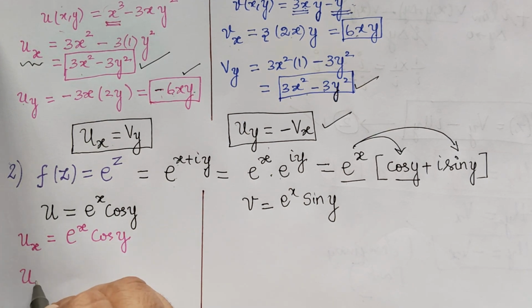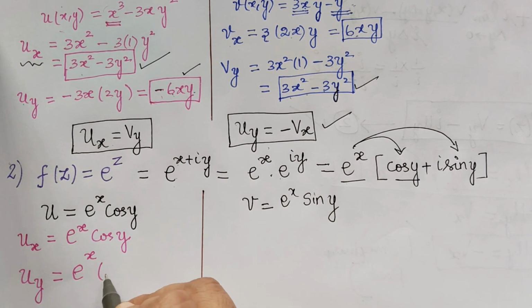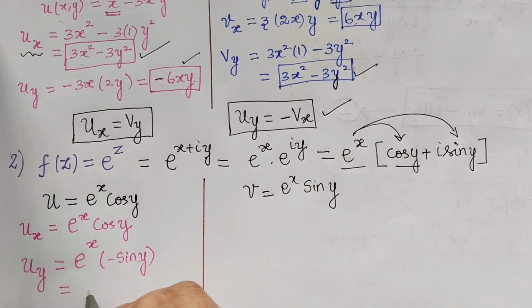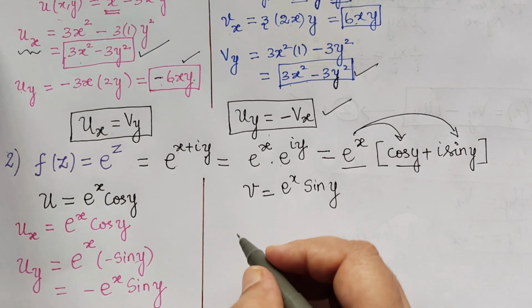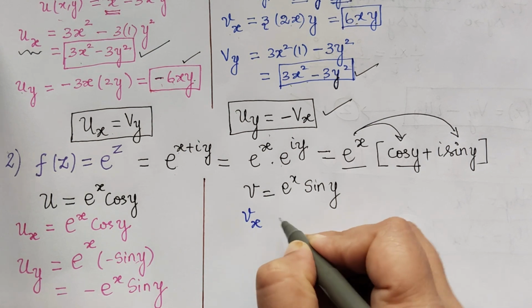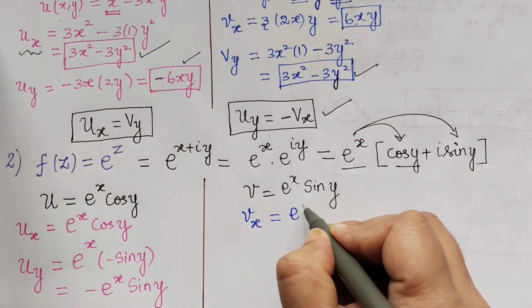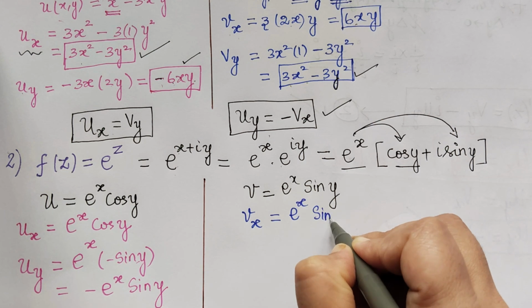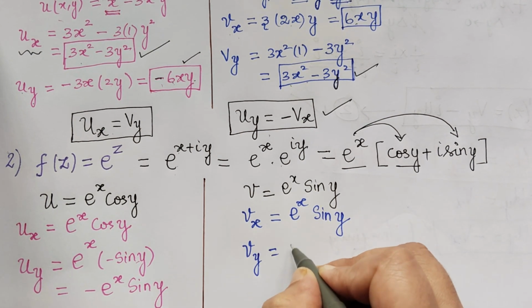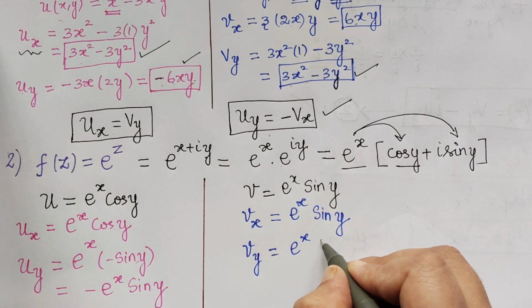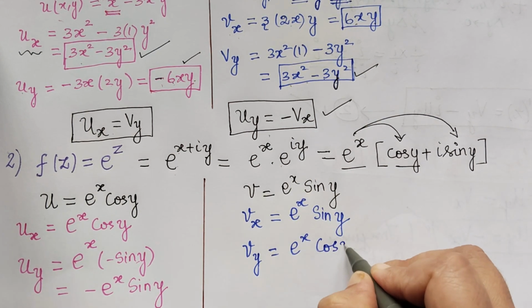Next we shall differentiate with respect to y. So uy will be equal to, now e power x will be treated as constant, and the differentiation of cos y is negative sin y. So multiplying these two, we get uy equal to minus e power x sin y. In a similar way, we differentiate v with respect to x, which is e power x, since the differentiation of e power x is e power x, and sin y will be treated as constant. And the differentiation of v with respect to y: now e power x will remain constant, and the differentiation of sin y is cos y.